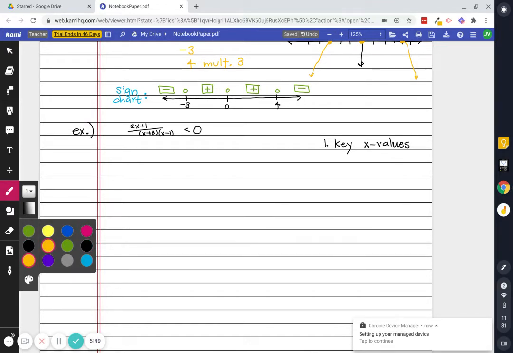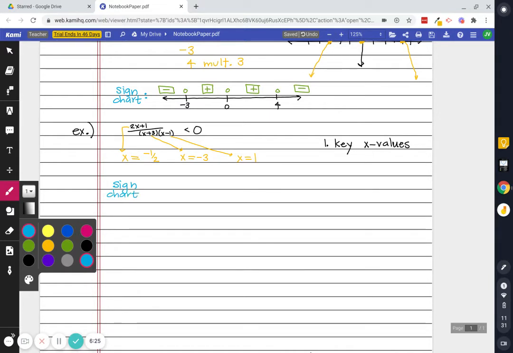Here's where they're going to come from. In the numerator, that gives me a key x value of negative 1/2, because I could set that equal to 0 and solve. The denominator is going to give me a key x value of negative 3 and another key x value of 1. So there's my 3 key x values. And the reason I care so much about those is because remember, my sign chart focuses on those key x values. We make a number line and we focus on those. So here we go, sign chart time.